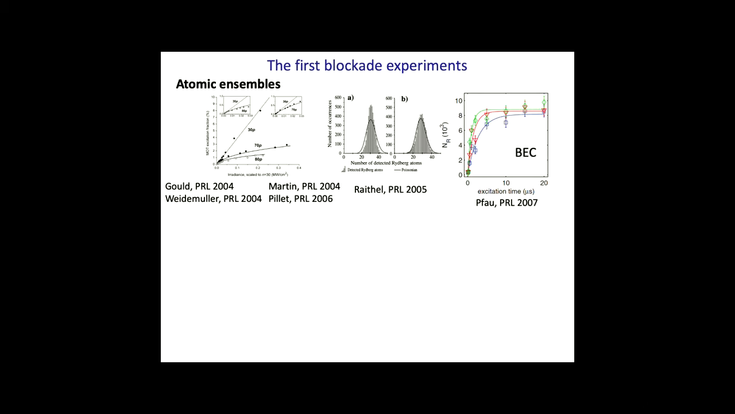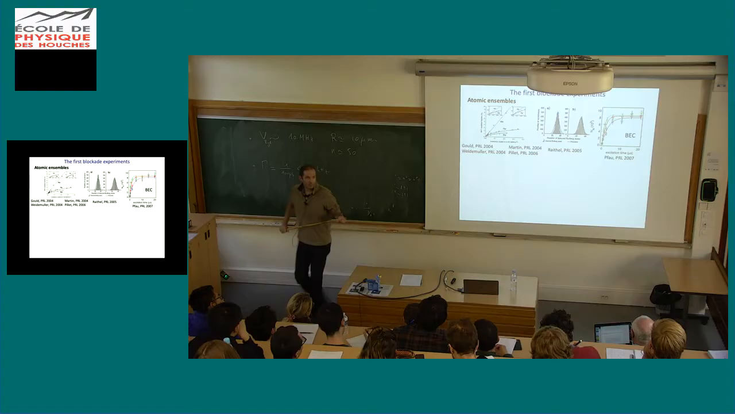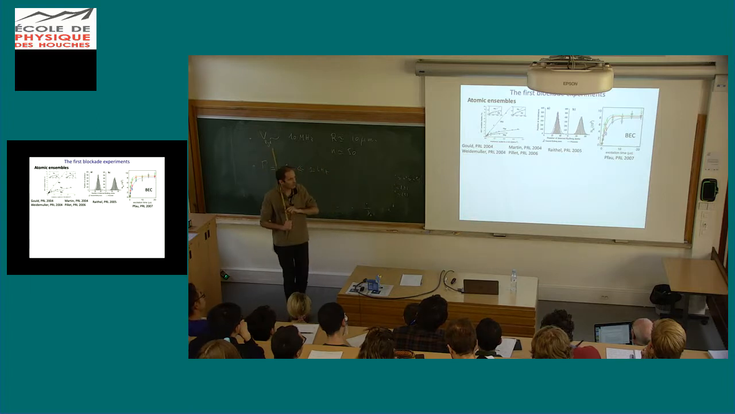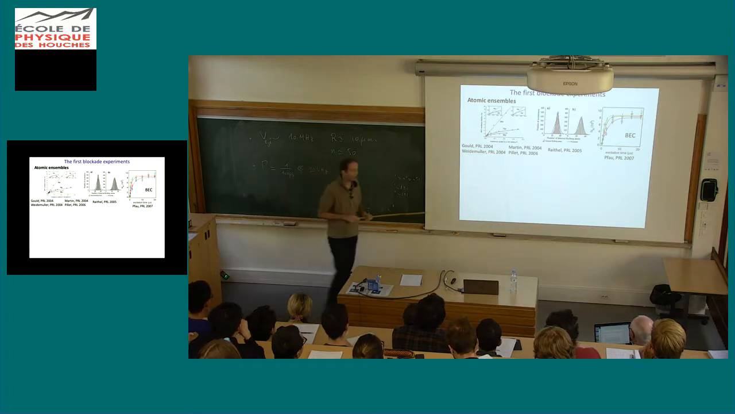There were some experiments that immediately started to look at that, because when the ideas came out, essentially apart from Philippe Grangier in Orsay, no one had individual atoms that you could manipulate. So basically, it was just too far off with respect to what people could do at the time.